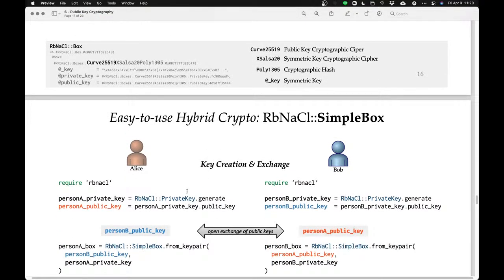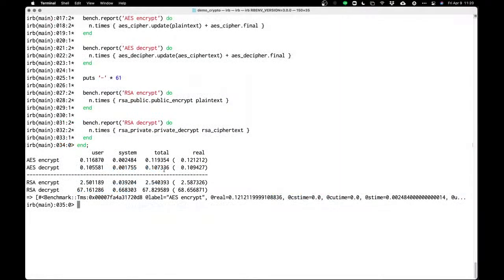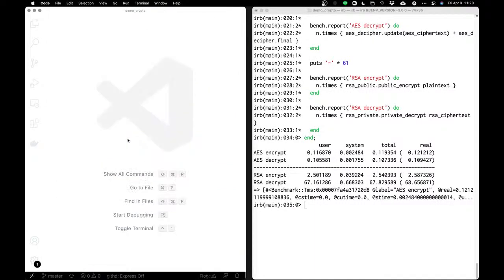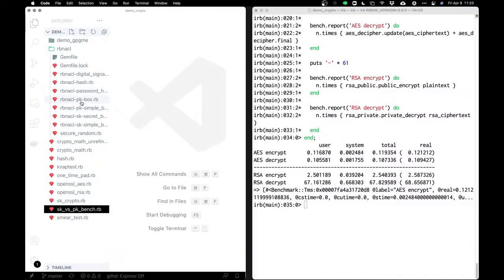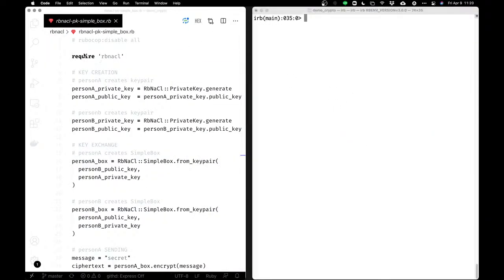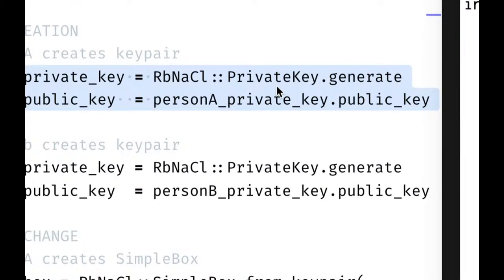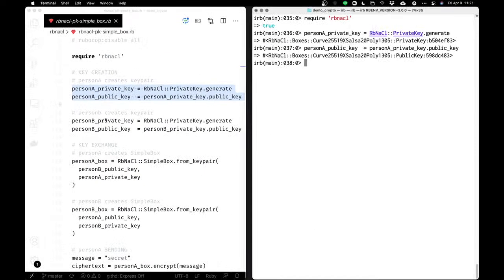Let's go back to simple box for a second. Simple box. Let me jump to code. All right. So this is how simple box works. We require RbNaCl. Alice, excuse me, I'm being Alice and Bob at the same time. So Alice creates a private key and a public key from RbNaCl's private key generate, and the private key can generate a public key. Bob does the same thing. Bob generates a public key and a private key.